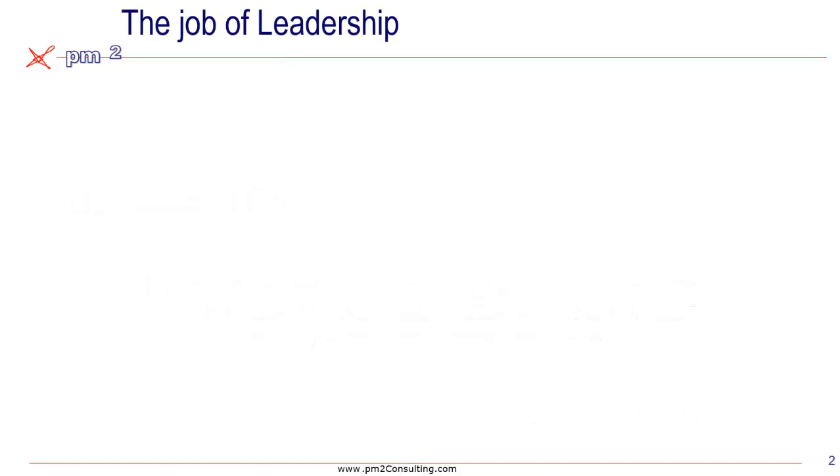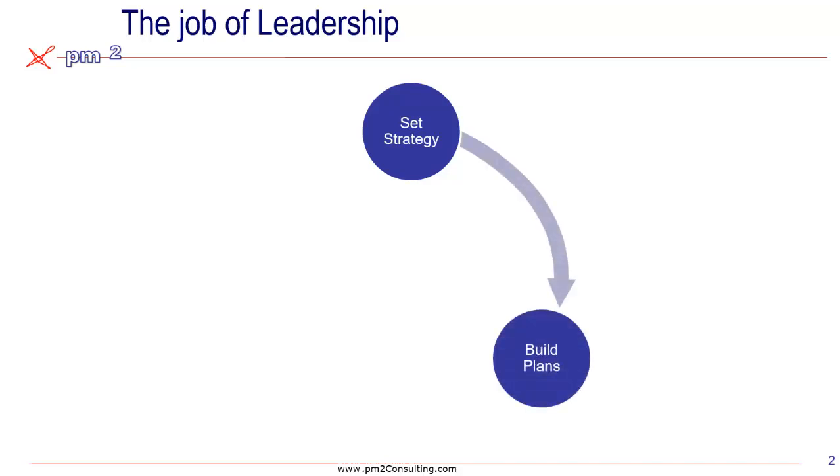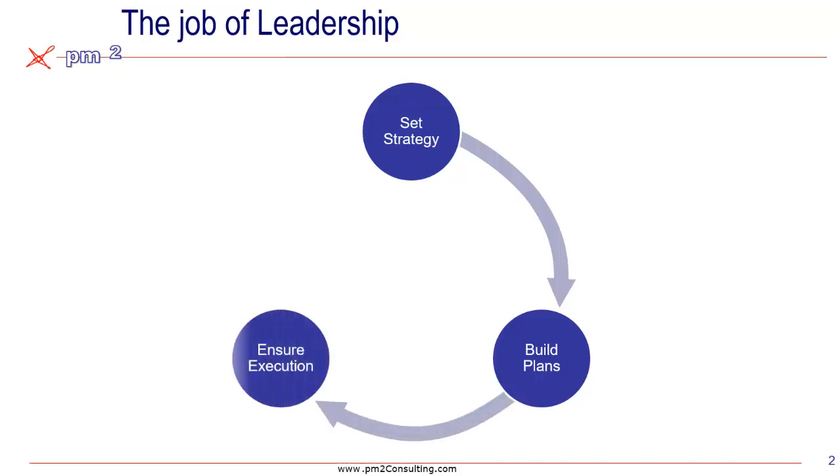So leadership really has three core activities they need to do. One is they need to set strategy. And based on that strategy, they need to be able to build a plan that enables that to occur. Once the plan is built, their job is to ensure correct execution of that plan. And of course, the plan and execution feeds back up to overall strategy.